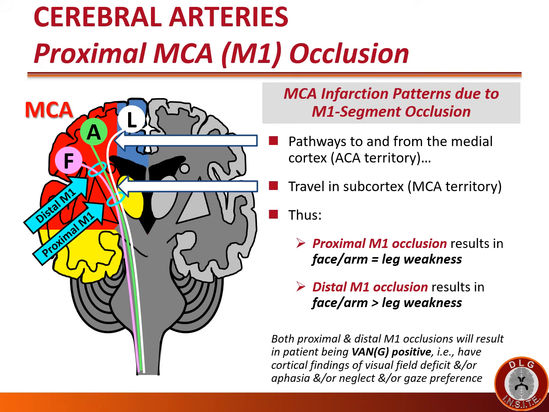Both proximal and distal M1 occlusions will result in patients being VAN positive. So these cortical findings are visual field deficit and/or aphasia and/or neglect and/or gaze preference. But it is important to recognize these two patterns, proximal M1 occlusion versus distal M1 occlusion, to predict where the embolus blockage will likely be on angiography tests.